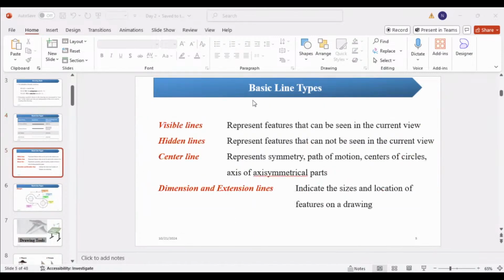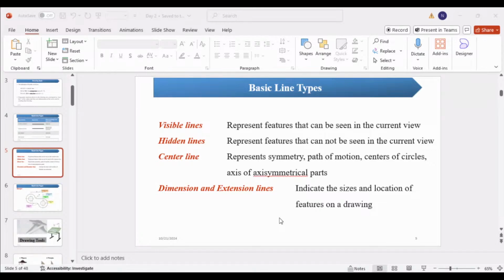Okay, so visible lines. I have explained this. Okay, මේකන කිව්වා මේ line මොනවද කියලා. එතකොට ඒවා slide එකෙත් ඒ විදිහටම තියෙනවා. හොඳයි. Visible line represents features that can be seen in the current view. අපිට පේන්න තියෙන view එකේ එතකොට object එකේ lines තමයි visible lines කියලා කියන්නේ.